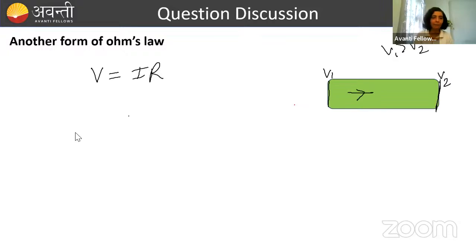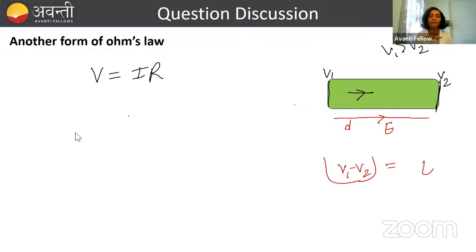And just now I have said if V1 is greater than V2, then the electric field will also exist in this direction, because the electric field is in the direction in which potential decreases the maximum. Done. And this length, suppose it is d. So in electrostatics, we have studied potential difference can be written as what?